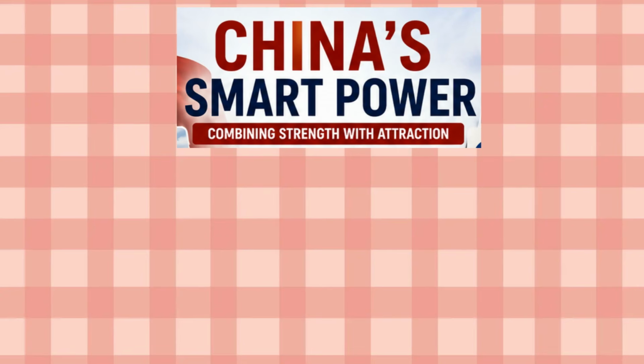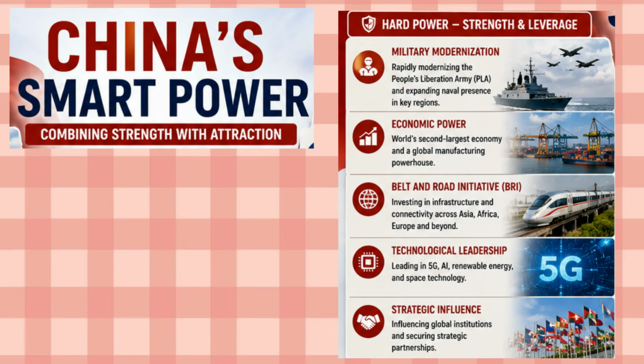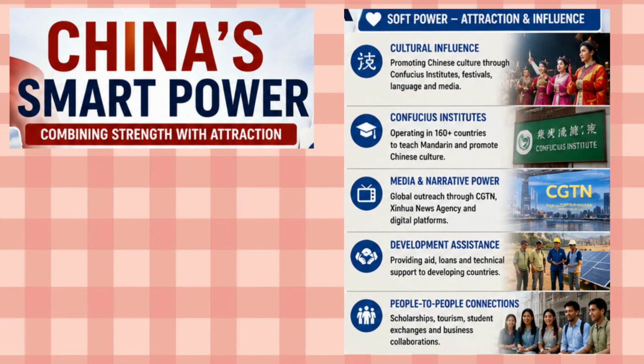Another example is China's infrastructure diplomacy, where the hard power element is military modernization, economic power, Belt and Road Initiative, technological leadership, and strategic influence, and the soft power element is promoting its culture and technology internationally through cultural exchanges, language institutions, entertainment, and digital products. It combines economic leverage with diplomatic partnerships.